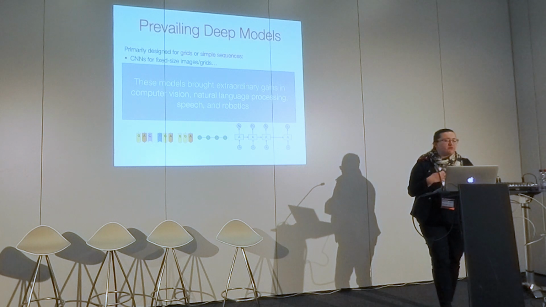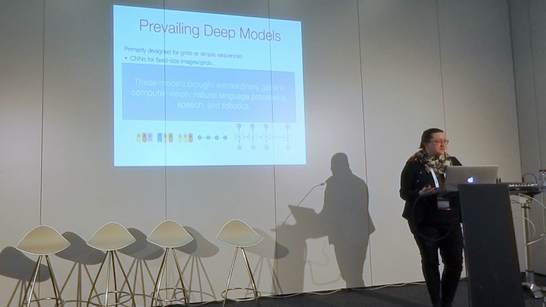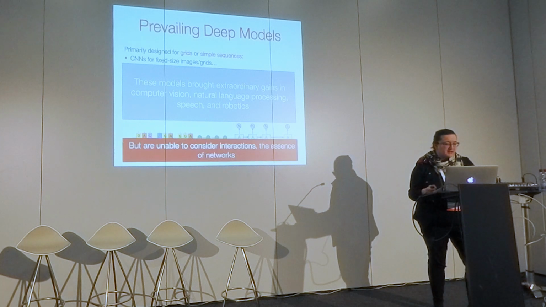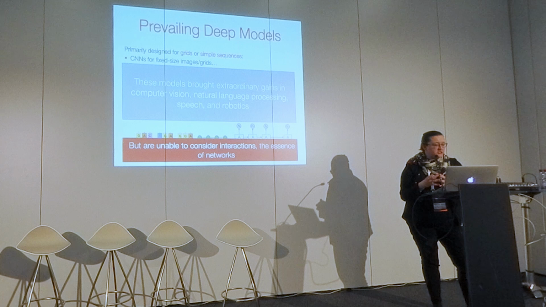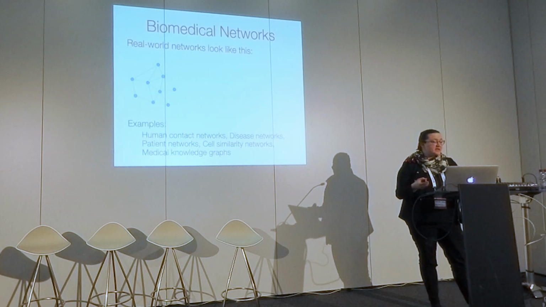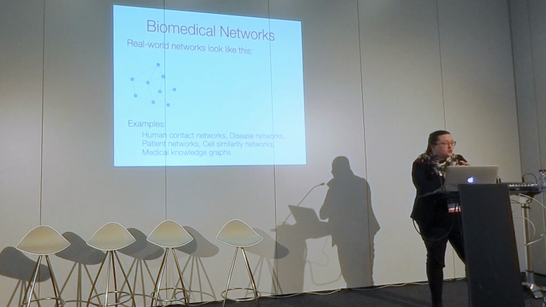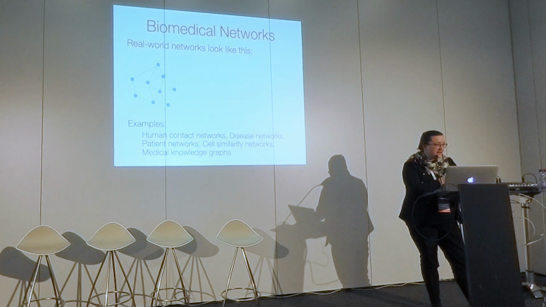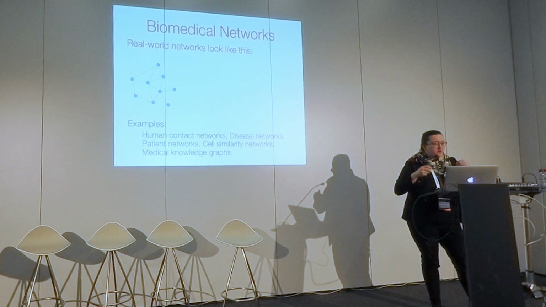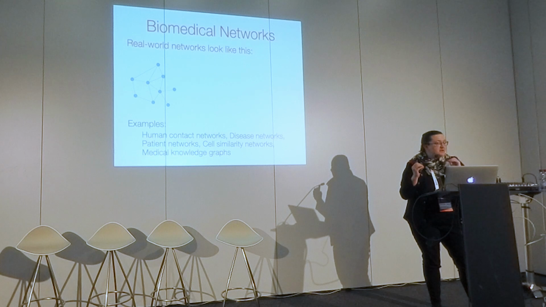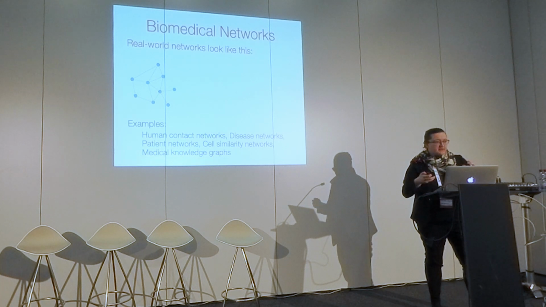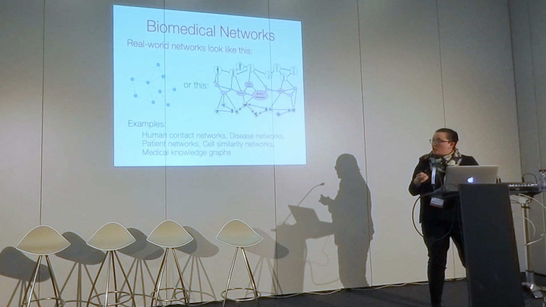So these models have really brought extraordinary gains in many fields of computer science, including computer vision, natural language processing, speech, and robotics. However, they are really not able to consider interactions, which is the essence of real-world networks. Real-world networks do not look like grids. They do not look like linear pathways. They look like objects like the one shown on the left, where different nodes have different numbers of neighbors, we have interesting local and global structure, and they might be even more complicated.